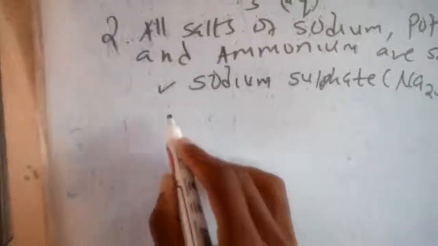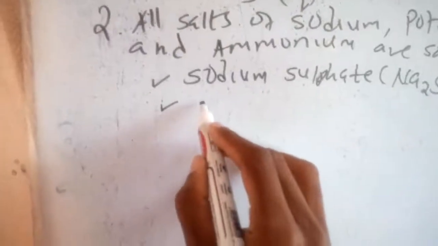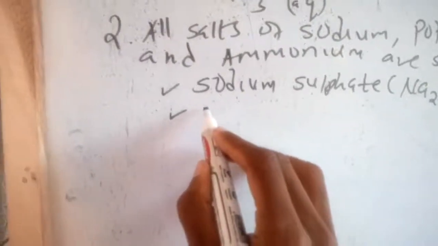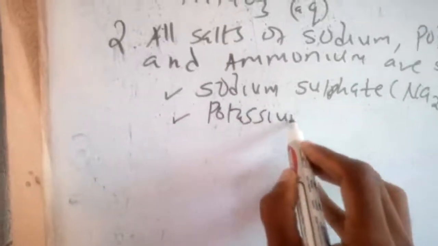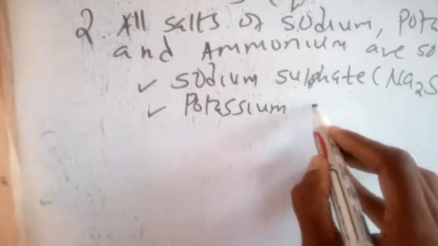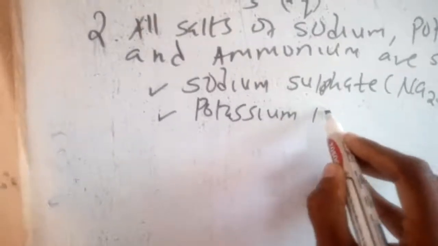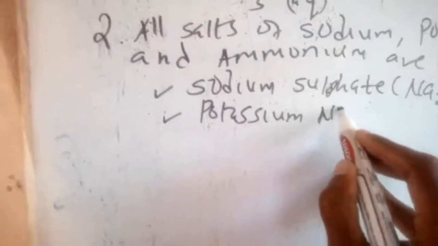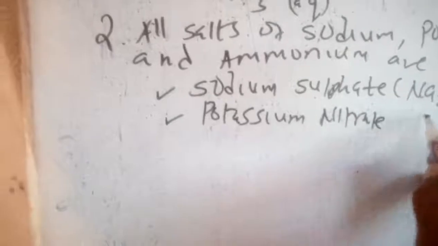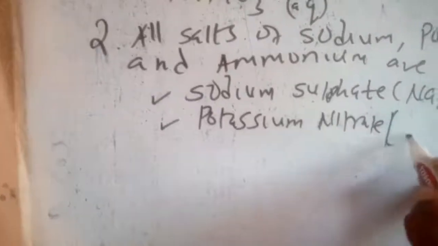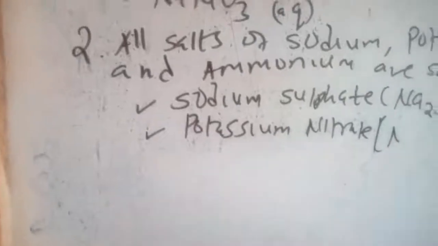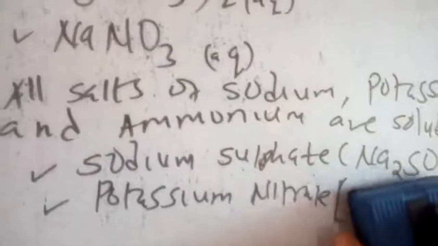So another example, we can come up with potassium nitrate or sulfate. We can talk of nitrate or sulfate. Remember, the symbol is K for potassium.